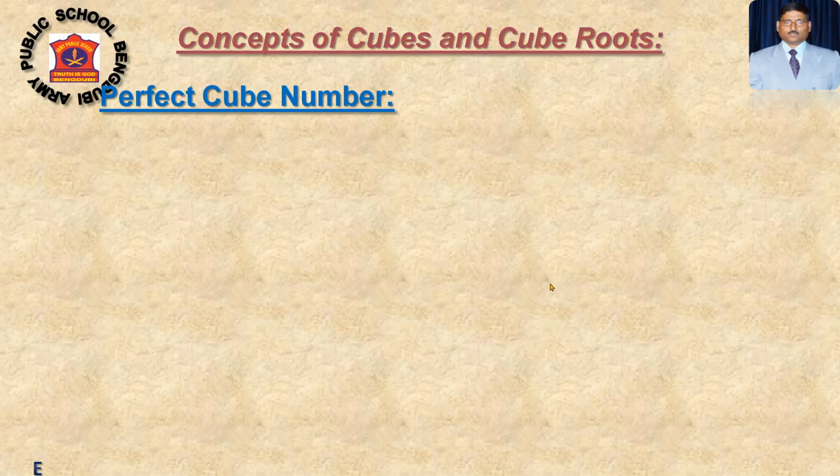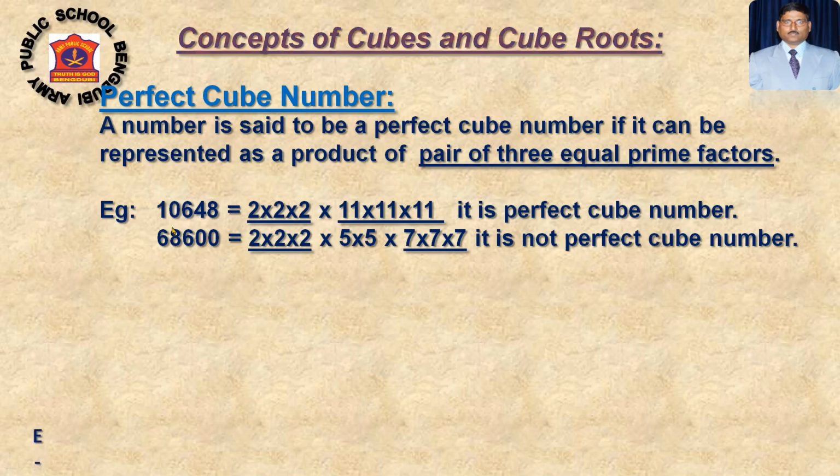Okay, so to make a perfect cube number, we suppose here 10648, whether it is a perfect cube number or not, we will factorize, and that factor should be prime, always prime number, 2, 3, 5, 7, 11, 13, 17. This number you have to try. So if we factorize, I will notice 2, 2, 2, 11, 11, 11. So these numbers are coming in pairs of 3 factors. Okay, then obviously it is a perfect cube number. 10648 is a perfect cube number.